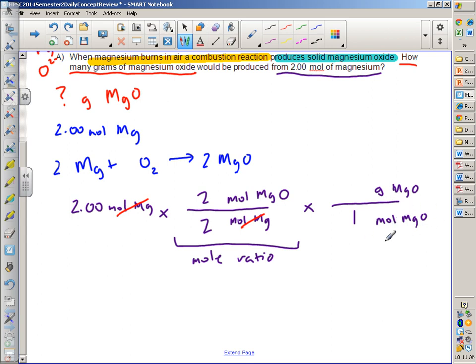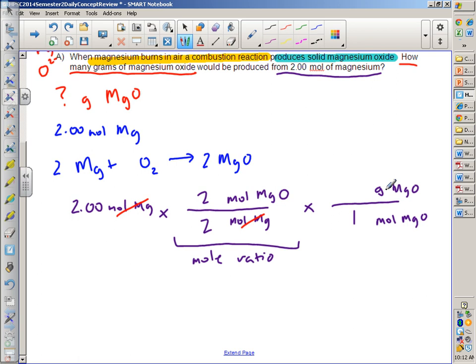Now, when we converted moles to grams before, what number went in front of the grams unit? The average atomic mass, which is really the molar mass, right? But here, this isn't an element. Guess what you do if you're talking about a formula? Just add them together. From this formula, we know how many magnesiums are there in that compound? 1. And how many oxygens are there? 1. So all you have to do is add the mass of magnesium and the mass of oxygen.